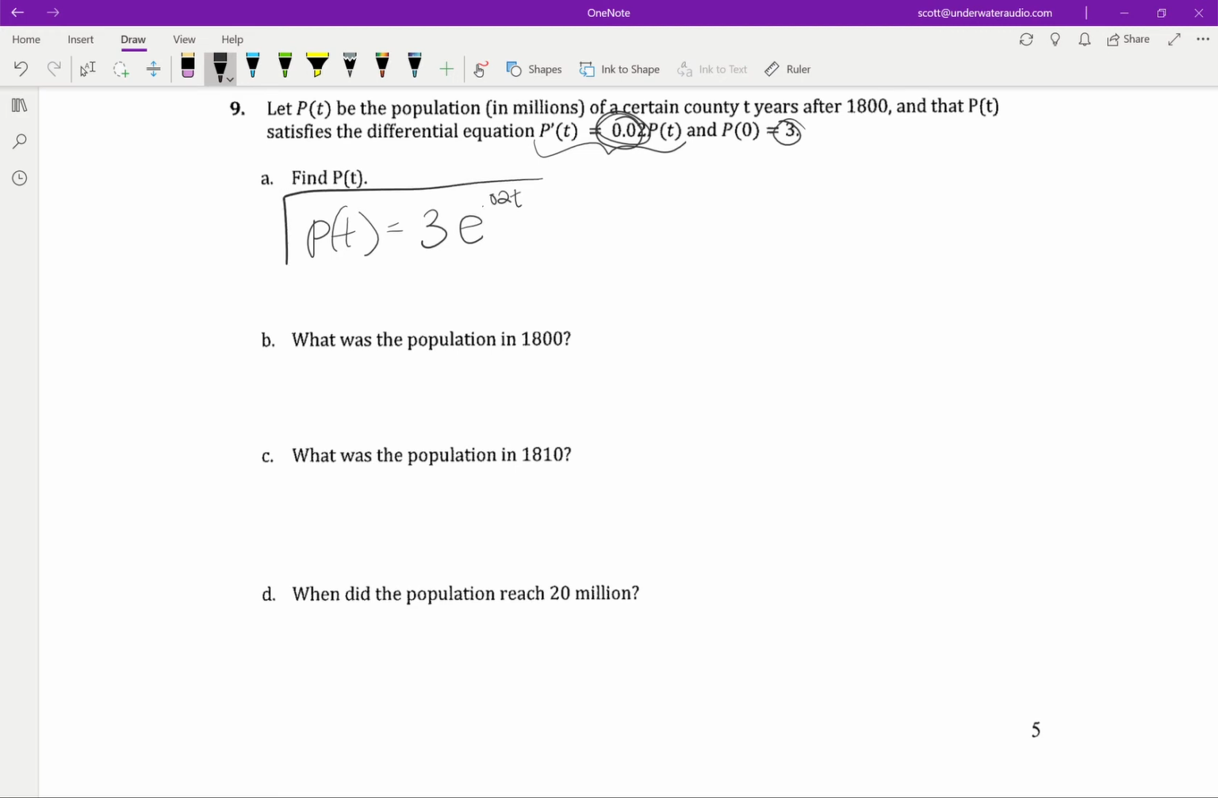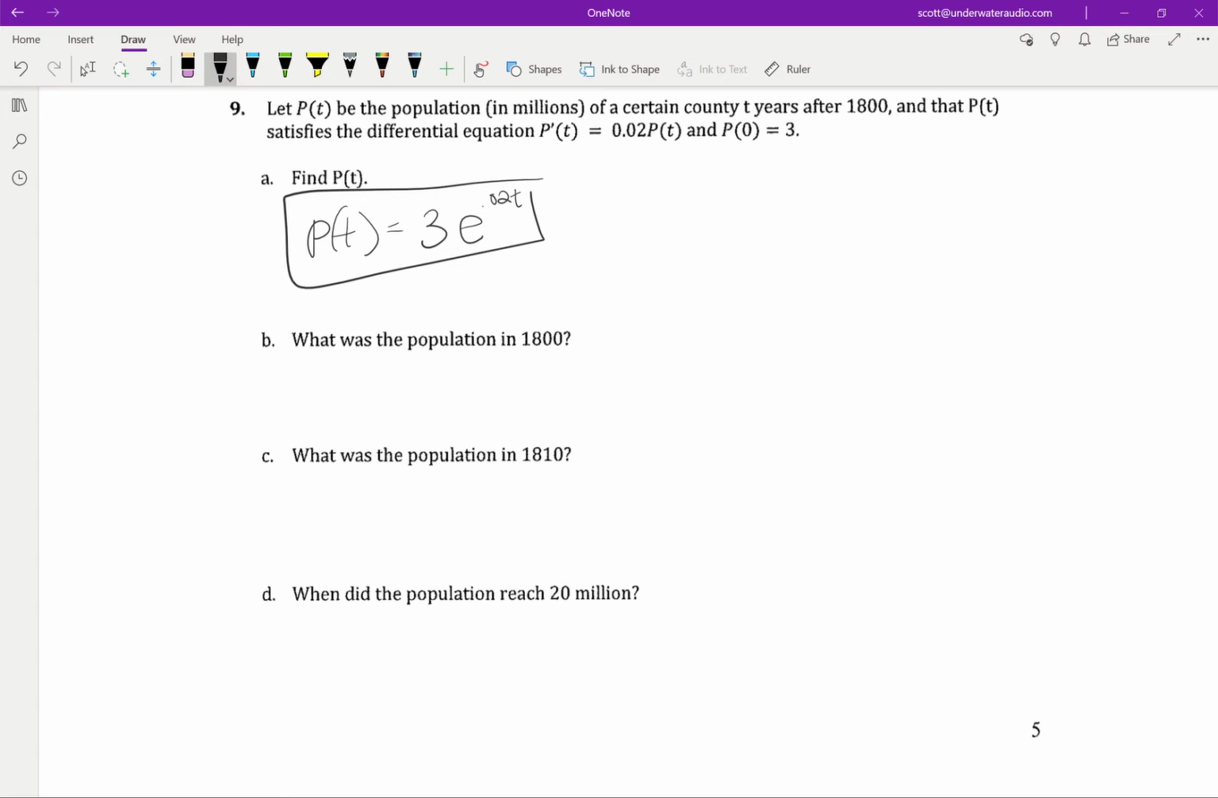So the one thing that kind of worries me is that means there was, oh, it's in millions. Okay, that makes more sense. I was going to say there's a county that started with 3 people, but it's actually 3 million people. Okay, that makes more sense. So the initial size of the population was 3 million.